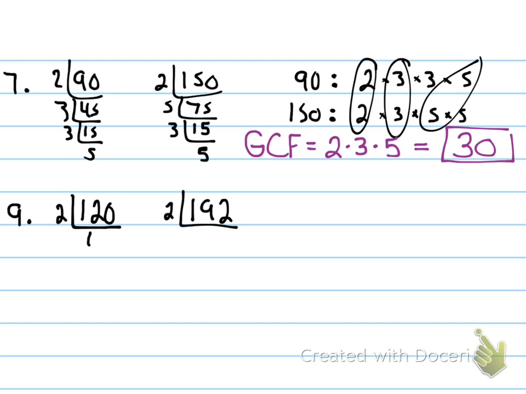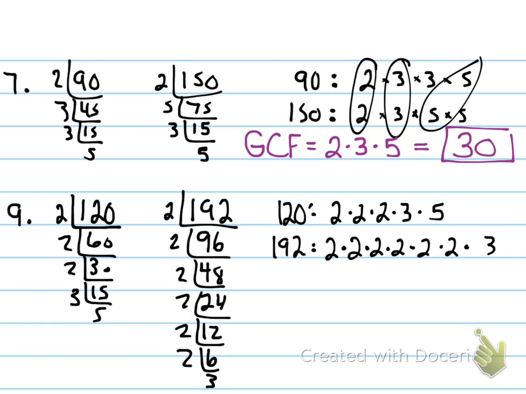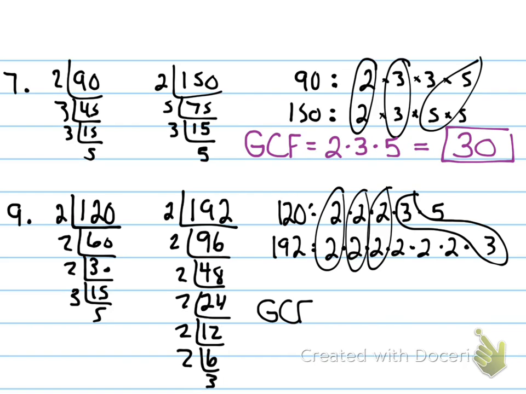All right, we should list out our factors. So I have 2, 2, 2, 3, 5, and then 6 2's and a 3. So circle my 2's and my 3, multiply them together, and I should get 24. All right, so you might want to rewatch this part of the video if you're still struggling with GCF, just to make sure that you know how to do it.